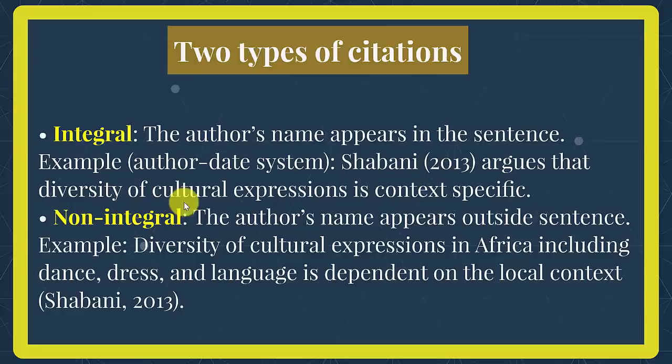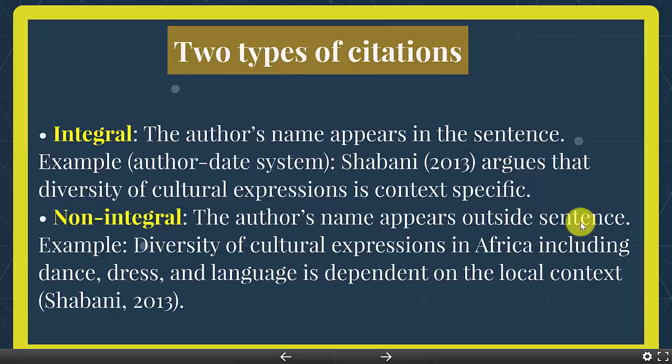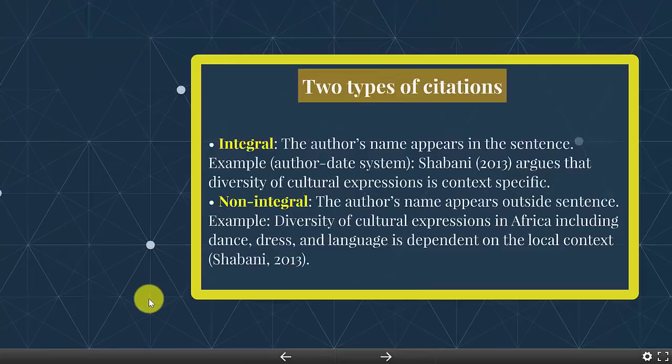It can be non-integral. That's going to be, you have this one at the end of the sentence. The author's name appears outside the sentence. So it can then read, diversity of cultural expressions in Africa, including dance, dress, and language, is dependent on the local context. Good. They have Shabani 2013. These are the two types of citations.